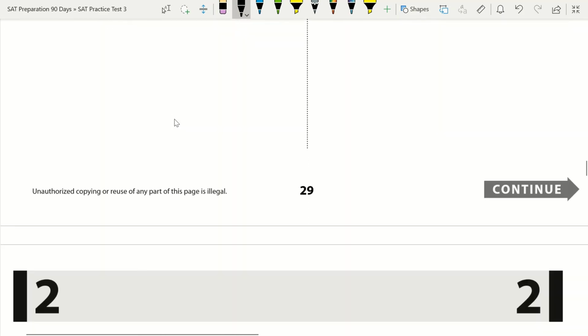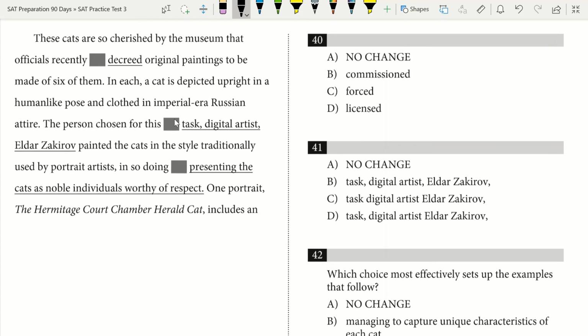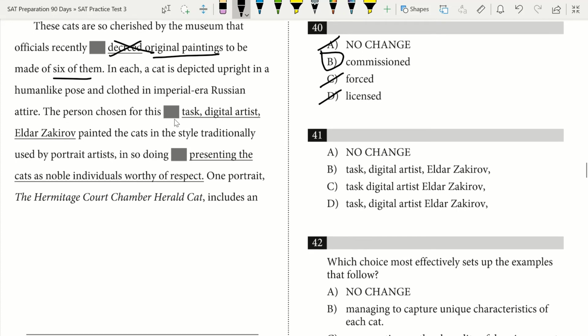Okay, so now we've got a couple questions left. These cats are so cherished by the museum that officials recently decreed original paintings to be made of 6 of them. Well, we're not going to decree the paintings to be made, but we are going to commission them. That right there is just understanding the definition of words. Commissioned is what we would say there because that's the correct definition of it, right? They would commission paintings to be made.